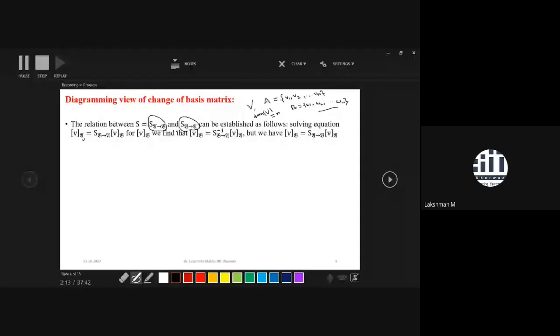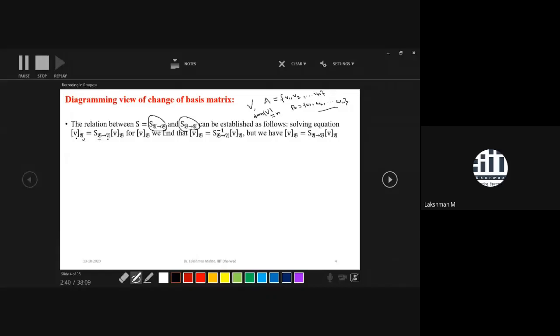It can be established by the relation between these two, by solving the equation. That means if you take any vector, and one more thing you can say, when you are changing basis from B to A, in this situation B you can call the old basis, and A is the new basis, because you are going from old to new.